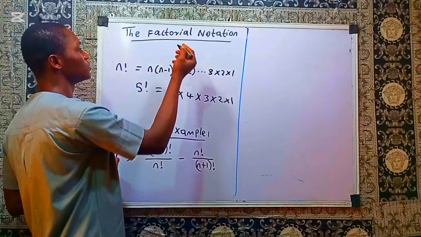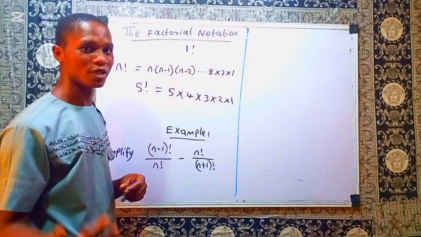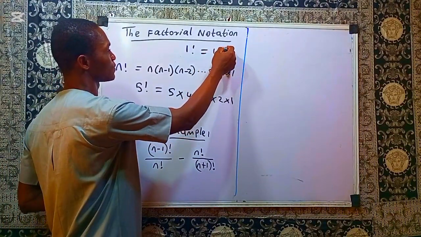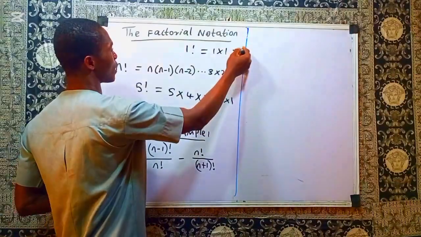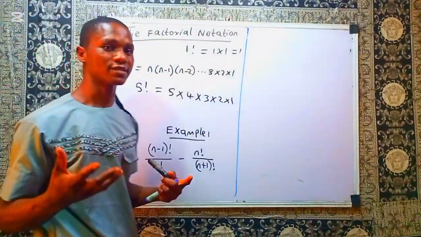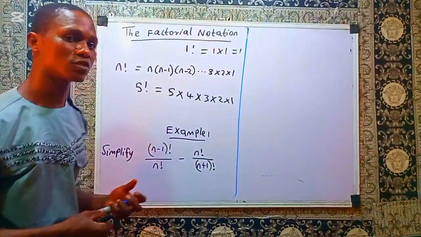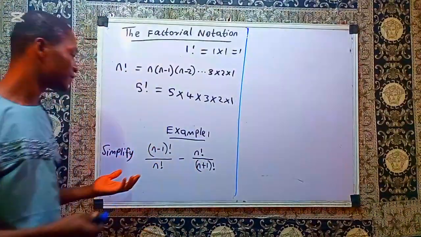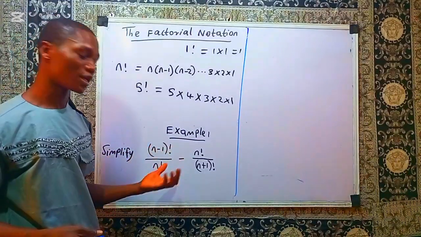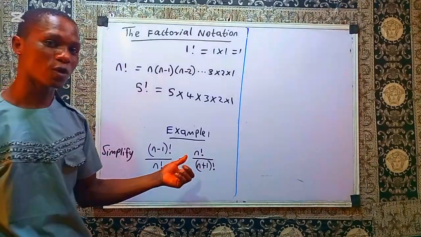This is how factorial notation works. Then, assuming you are told to find 1 factorial. What is 1 factorial? 1. Because you can just say 1 times 1, which is what? 1. So 1 factorial is 1. So with this, let's see how we can use the factorial notation to solve this very question here. So they ask us to simplify open bracket n minus 1 factorial divided by n factorial minus n factorial divided by n plus 1 factorial.